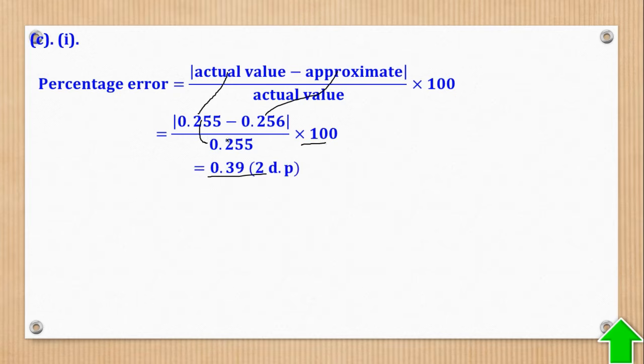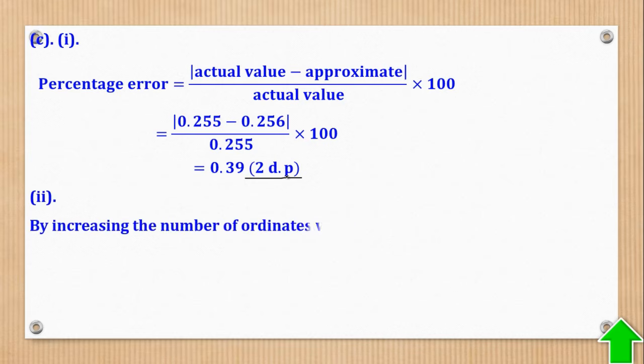I think we realize that if I say this minus this, I'll get a negative, but at the end I don't put that negative there because of these magnitude signs. Then remember to set the answer to the required accuracy. Roman 2, they want you to suggest how the percentage error may be reduced, and like we saw in the introduction part, it is reduced by increasing the number of ordinates.